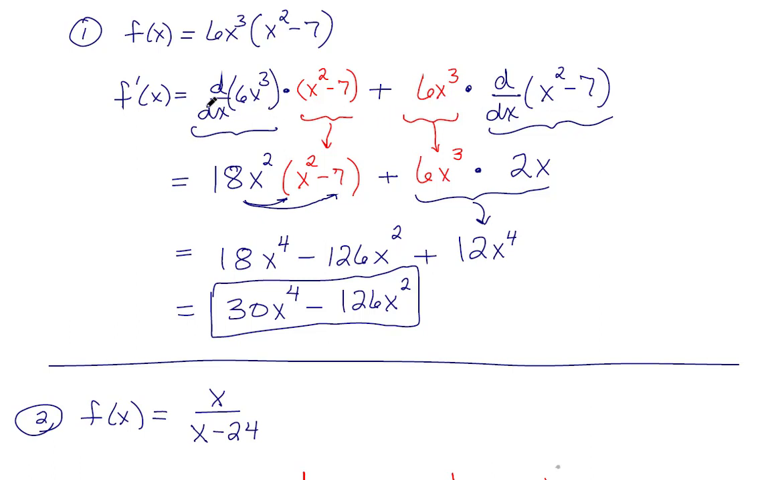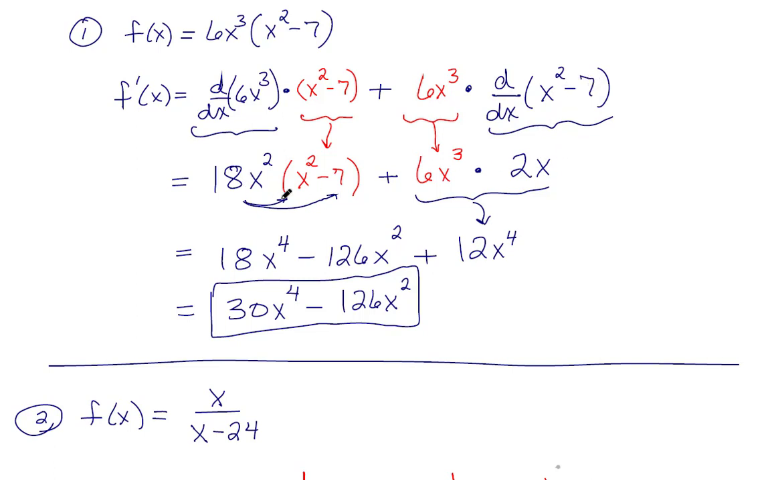All right, well, what is the derivative of 6x cubed? 3 comes down, 3 times 6 is 18x squared. X squared minus 7 just sits there. All right, what about this one? The derivative of x squared is 2x. The derivative of 7 is 0.